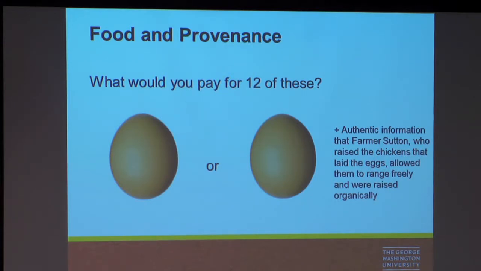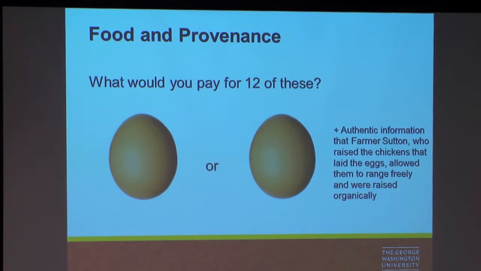What would you pay for 12 of these? The one on the left, which you know nothing about, and the one on the right, which has authentic information that Farmer Sutton, who raised the chickens and laid the eggs, allowed them to range freely and were raised organically. Typically, the one on the right has greater value. I know some buyers in the room here who would not buy the ones on the left, but would buy the ones potentially on the right.